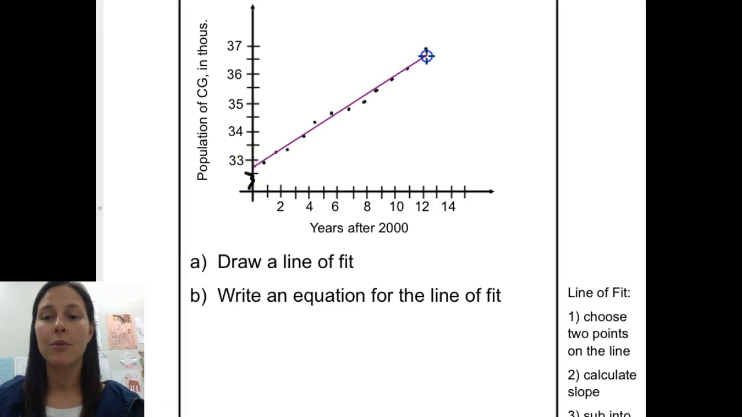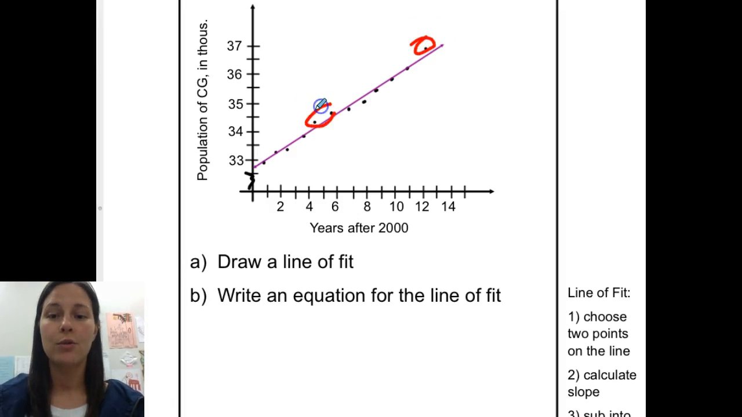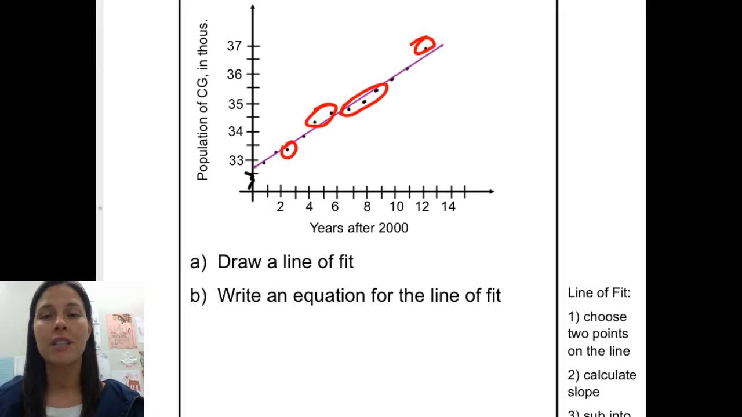We want as many points to touch the line as possible, but we also want to balance it with how many points are above the line and how many points are below the line. So let's take a look at my first attempt for a line of fit. I do have it touching a lot of data values, and I have 1, 2, 3 points that are above the line that aren't touching it, and I have about 3 or 4 points below the line that aren't touching it. So it seems to be fairly well balanced, so I'm going to go with this line of fit.